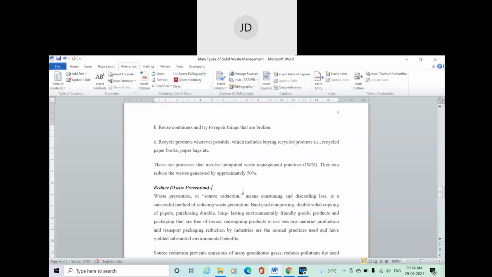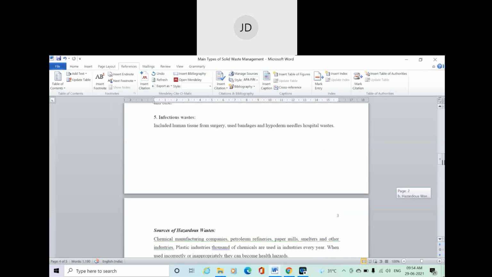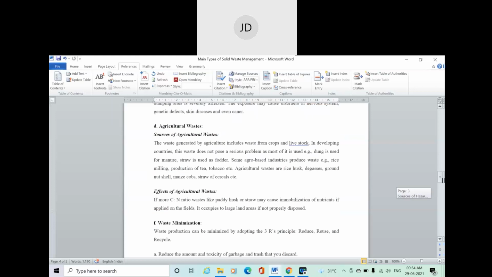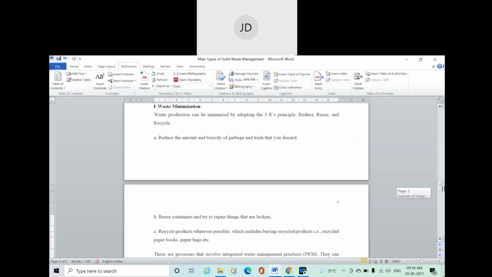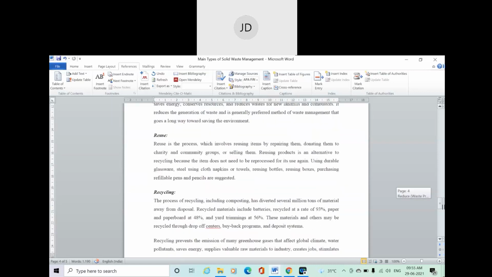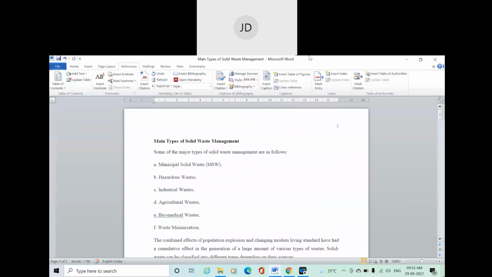With this I just want to conclude this class. Next class we are going to proceed further with discussing solid waste management: how can you go for reducing, reusing or recycling waste, and different approaches like landfill, composting, and how to generate biogas from agricultural waste. We're going to discuss that. With this, I just want to close my sharing here.